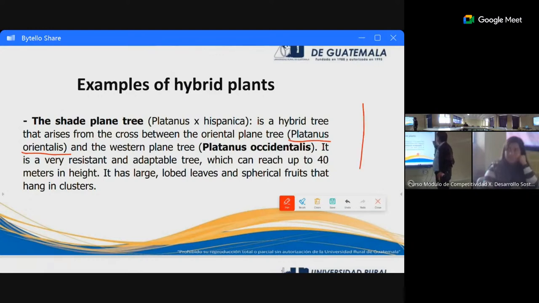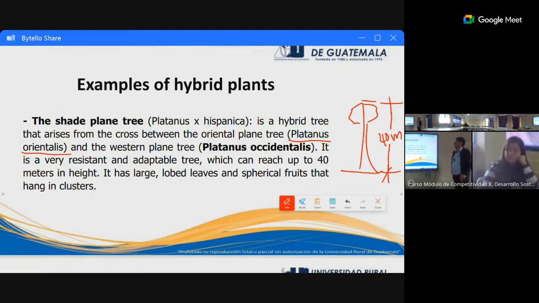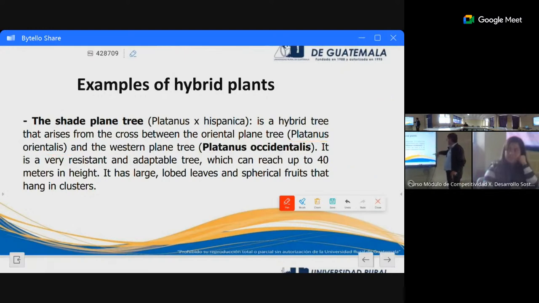It's a big tree. From top to bottom, it measures 40 meters in height. It has large, lobed leaves and spherical fruits that hang in clusters. We can see an example of this on the next slide.